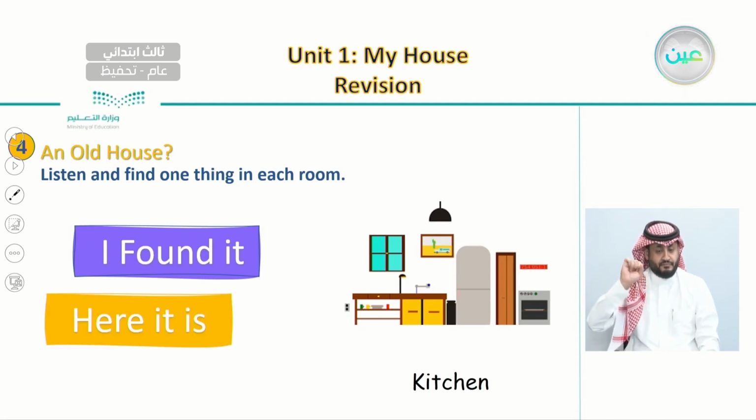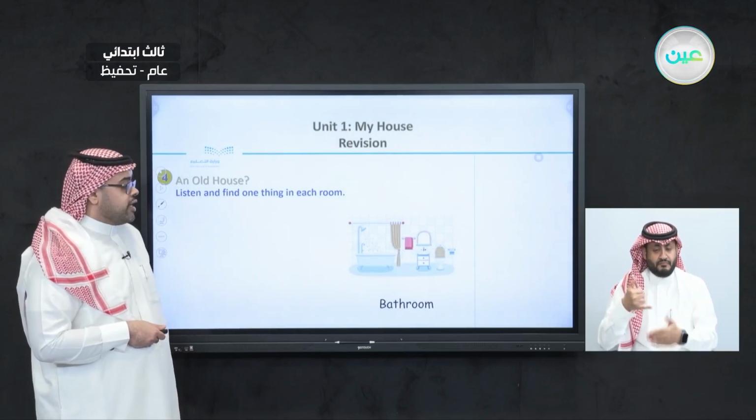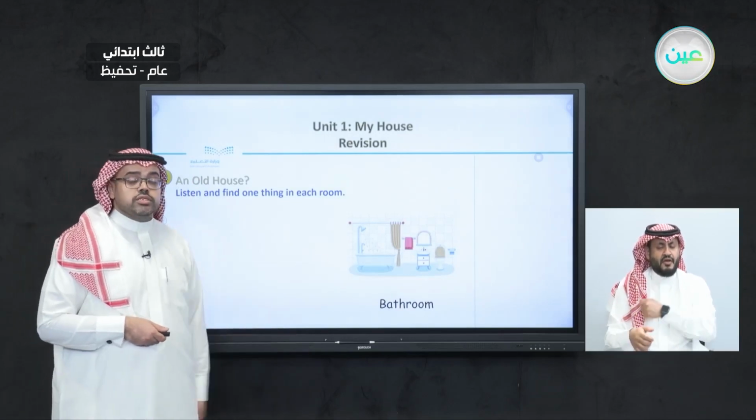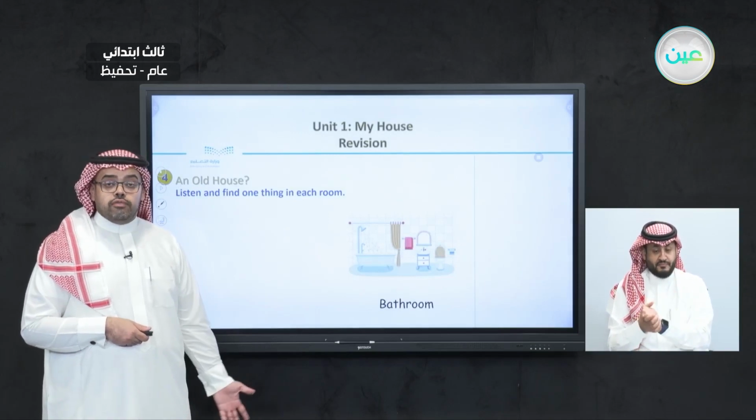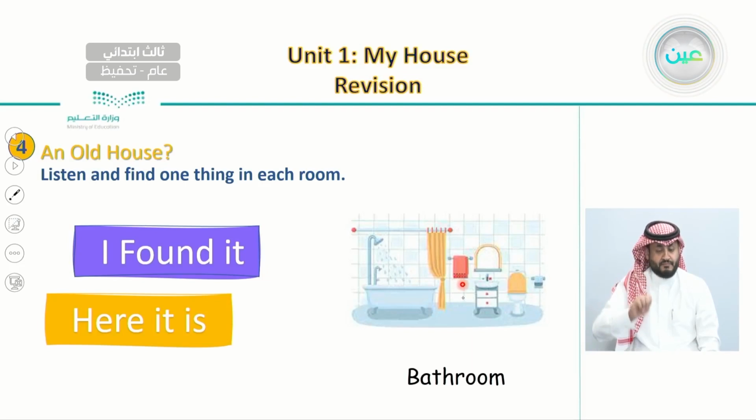So this is how we play this game that is called an old house, where you go in each of these rooms and also ask about one specific thing in each of them. The same goes here for the bathroom. When I ask about the towel, can you see a towel here in this picture? If you can, then say, I found it. And then I would ask you, where is it? You would point here and say, here it is.